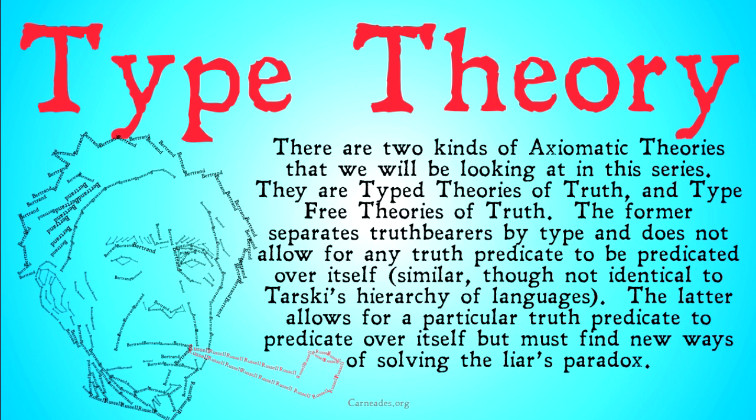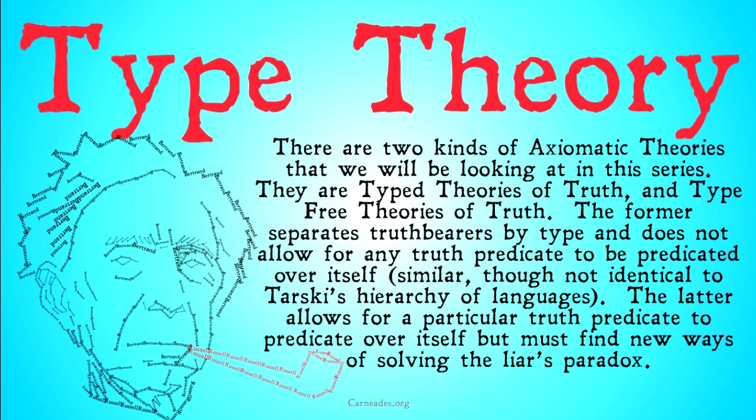The former separates truth bearers by type, and does not allow for any truth predicates to be predicated over itself. And this is going to be the way that they're going to avoid things like the liar's paradox. If you can't have a specific truth predicate be predicated over itself, then you're not going to run into those problems, in very much the same way as Tarski's hierarchy of languages avoided the liar's paradox by having that level of languages in the meta-language system. I, of course, have some objections to this, but check them out in the video on Tarski's theories of truth.